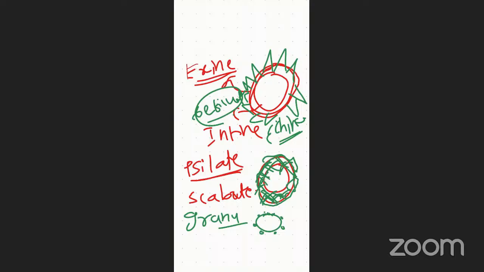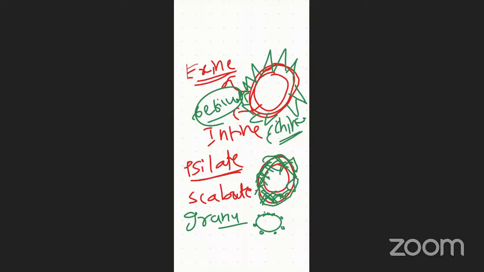Shape. According to Erdtman, there are 8 types of shapes. They are, first of all, peroblate, oblate, suboblate, oblate spheroidal, prolate spheroidal, subprolate, prolate, and perprolate. These are all based on shape. Shape is also one of the criteria.